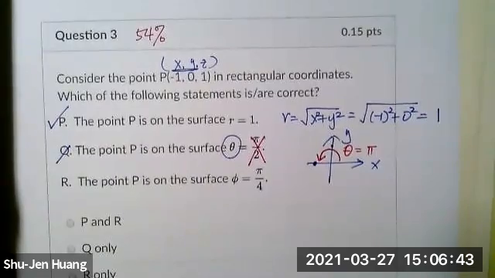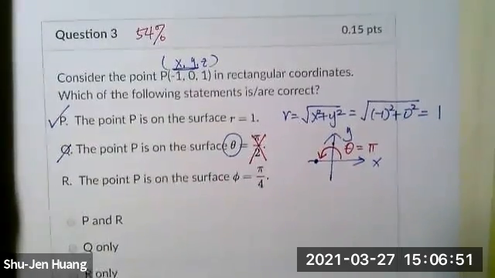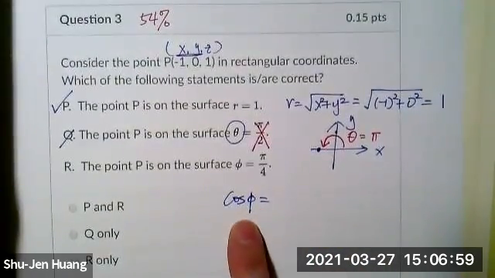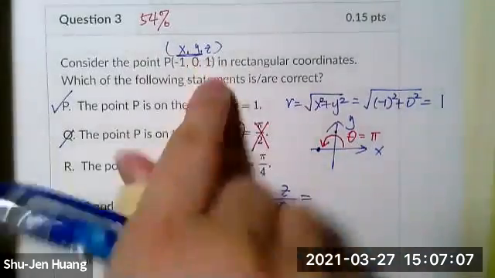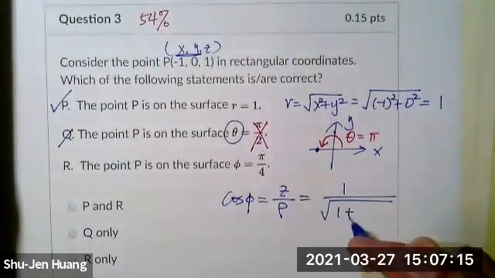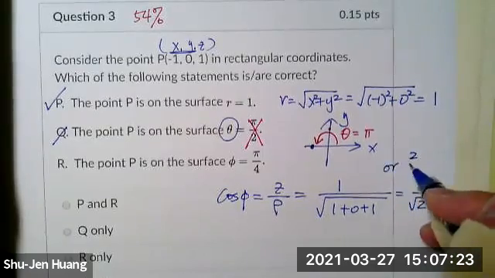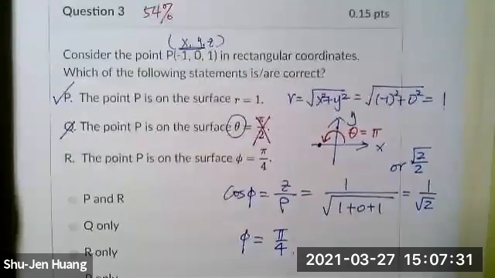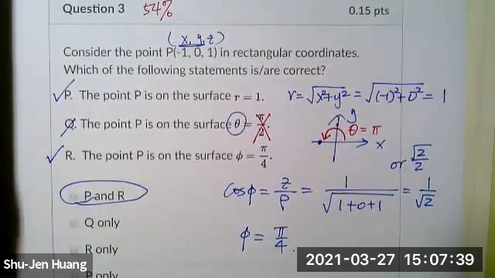Next, we're going to move on to R. The point P is on the surface phi equals pi over 4. So we have the angle phi, and we can use the formula from the conversion from spherical to rectangular coordinates. Cosine phi we can write as z over rho. z is 1, and rho is the square root of x squared plus y squared plus z squared. We sum them up: 1 plus 0 plus 1, so that gives us 1 over square root 2. Cosine phi equals 1 over square root 2, or square root 2 over 2 if you rationalize it. So the angle phi indeed is pi over 4, since cosine pi over 4 gives us 1 over square root 2. So R is correct. Both P and R are the correct statements here.